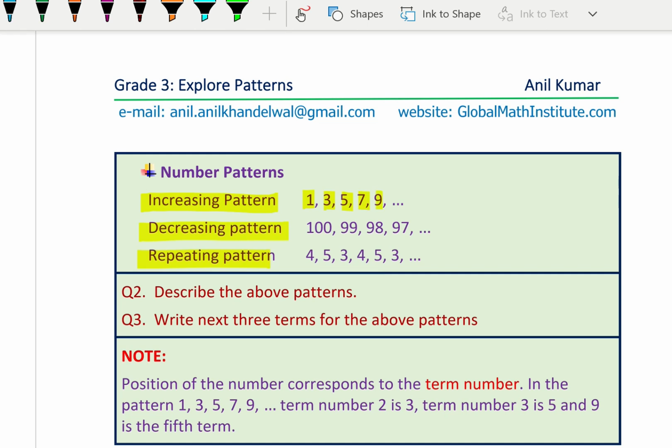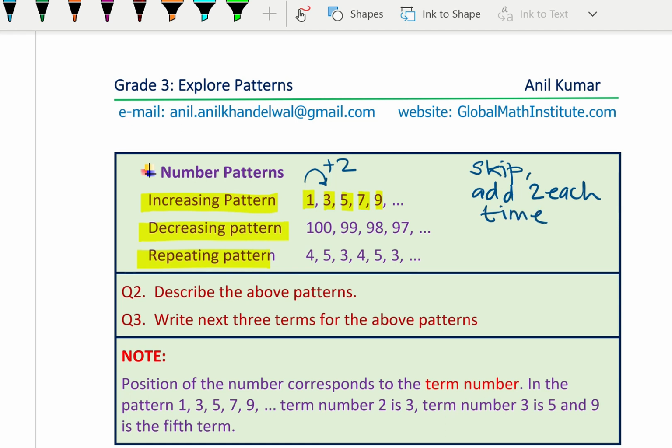Correct. And what kind of pattern rule do they follow? Well, 1, 3, 5, 7, 9 is kind of skip counting, right? Or you could say add 2 each time. So as you go, you are adding 2 each time. Likewise, you could describe this particular pattern in many different ways.